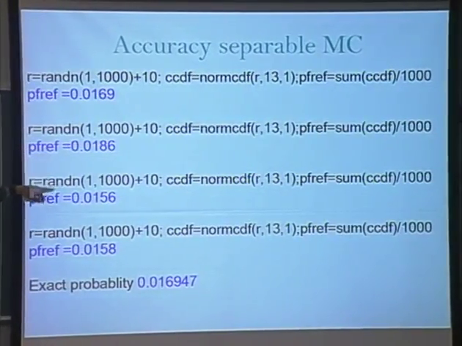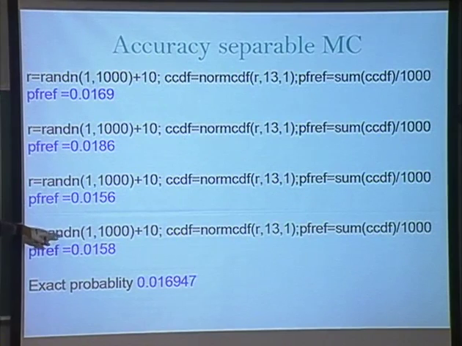0.0169, 0.0186, 0.0156, 0.0158. If you calculate the exact answer, and one of the bonus problems is asking you to get this number, not by Monte Carlo, but by exact calculation, it happens to be about 0.0169. Any questions on this before we go to the bonus problems?